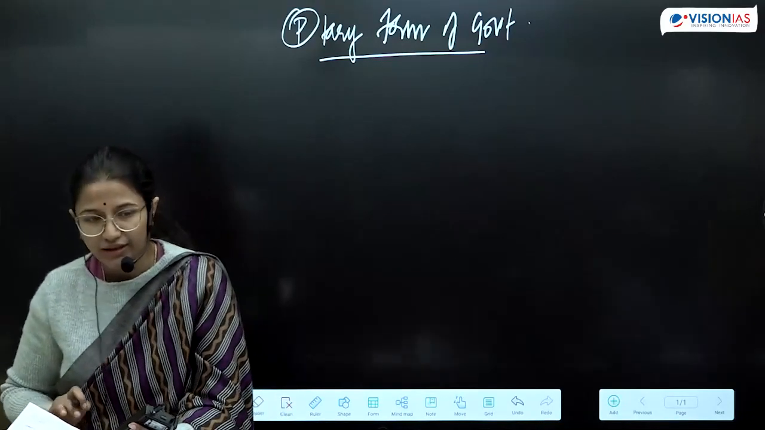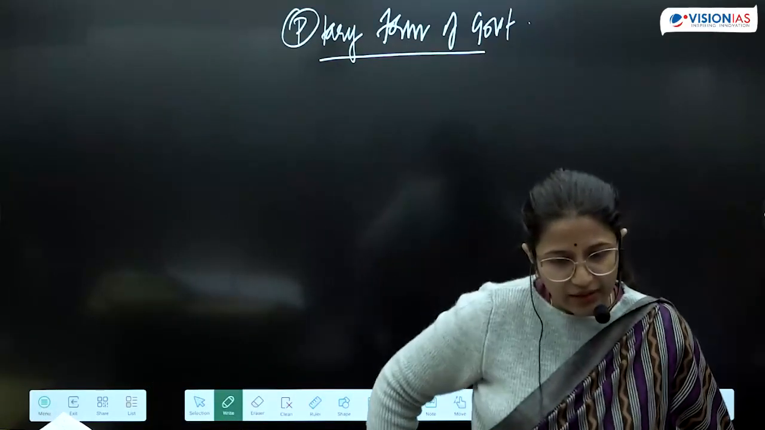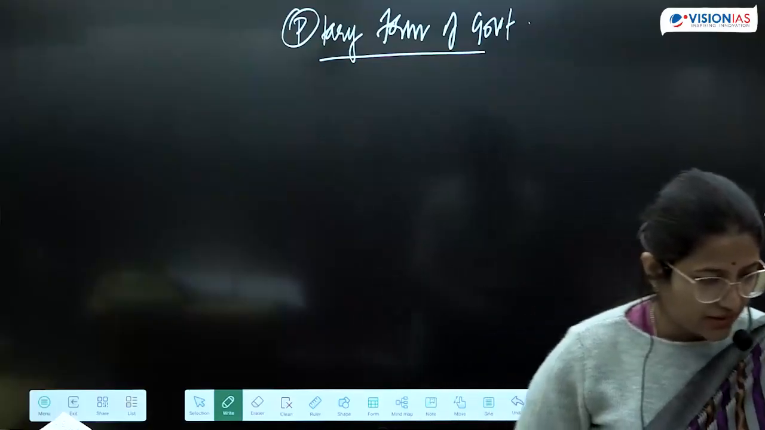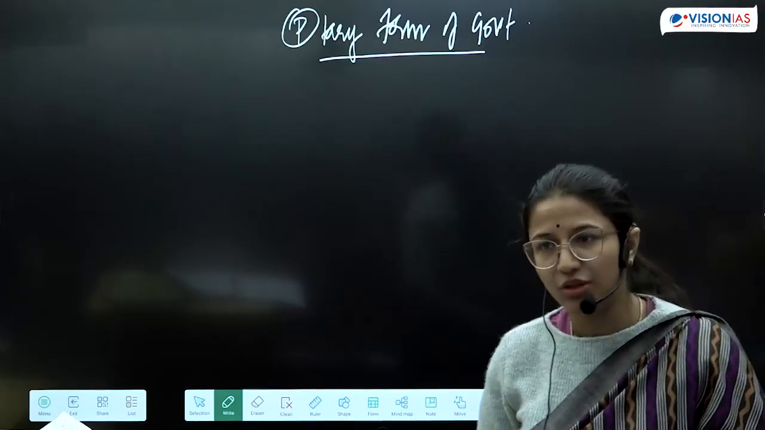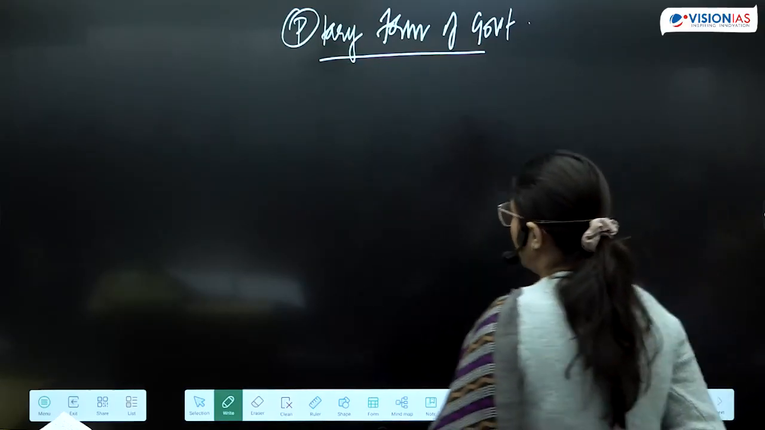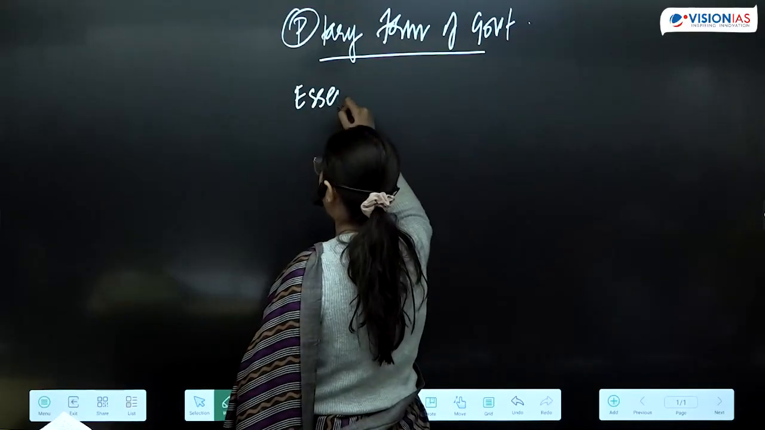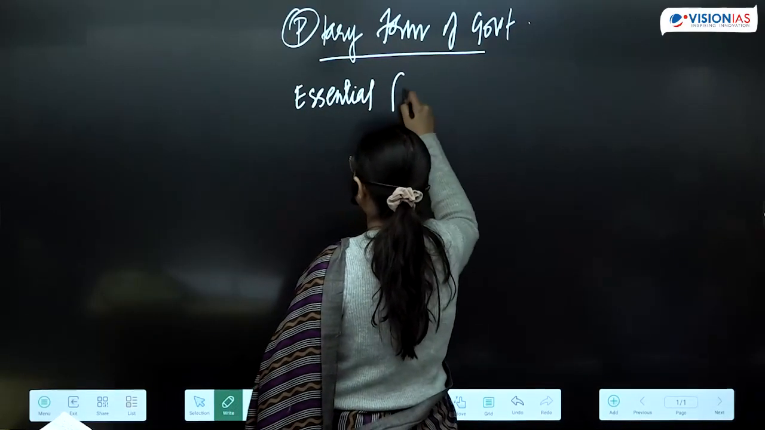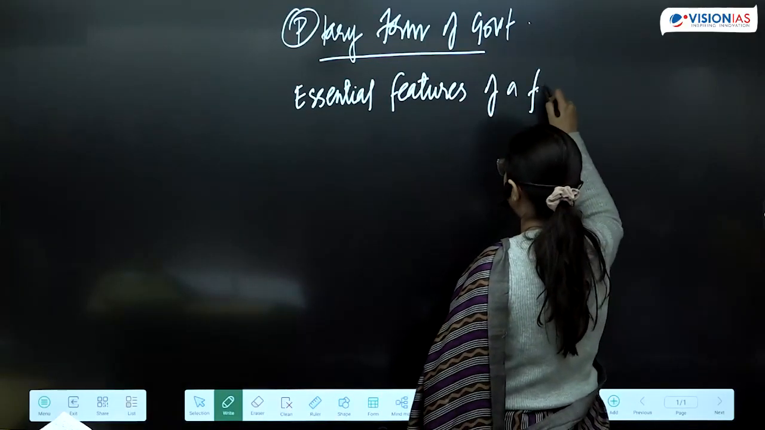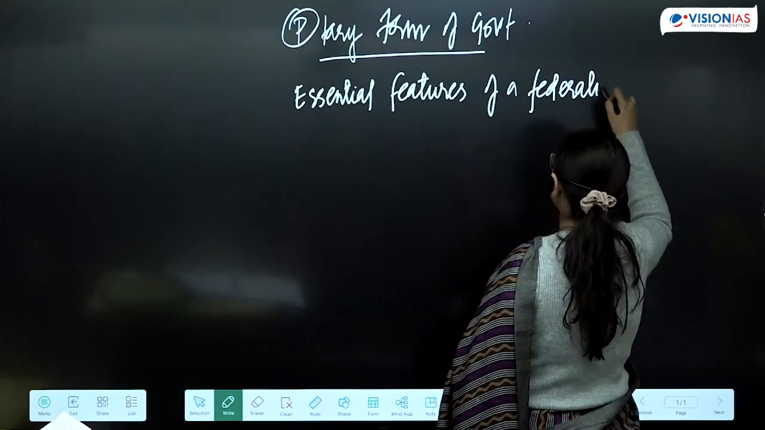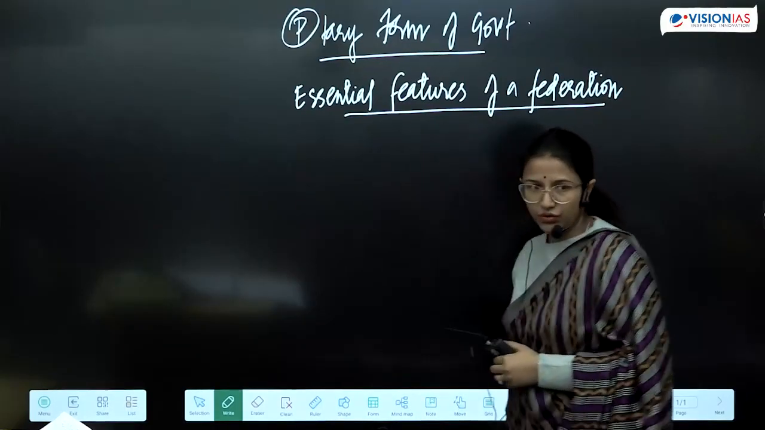Fine. In the last class we were discussing federalism, the sixth feature, and we distinguished between federal form of government and unitary form of government. Now let us discuss the essential features of a federation. What are the essential features of a federation?